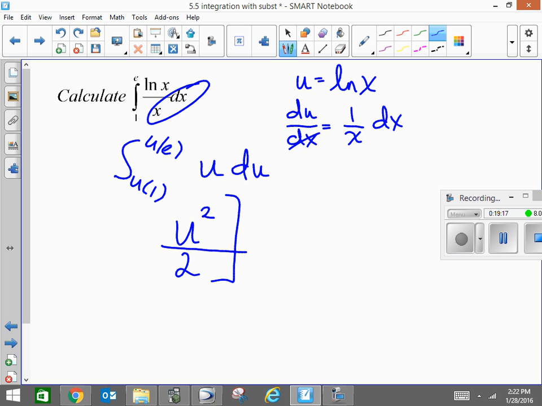Okay. From, I didn't do u of 1 here. U of 1 is ln of 1, which is 0. So that's 0. U of e, which is ln of e, equals 1. Or 1, 0, and 1.